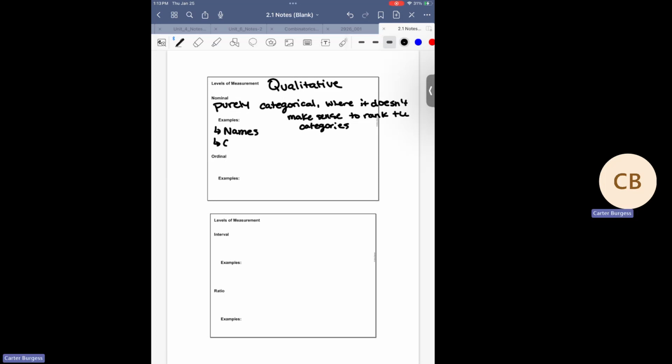We see this a lot when we're talking about colors, but essentially anything that is merely describing, not trying to make value statements about what we have.